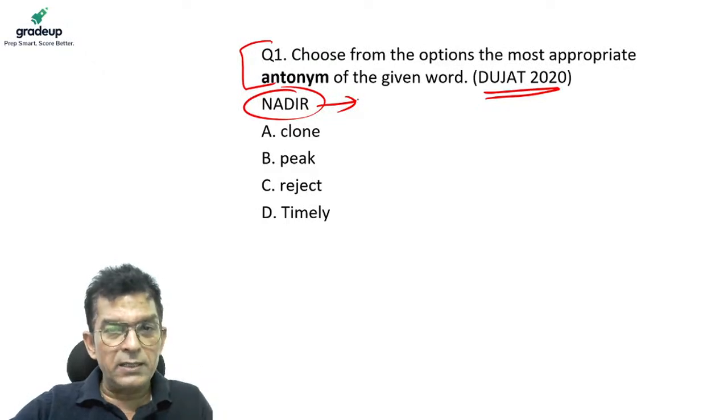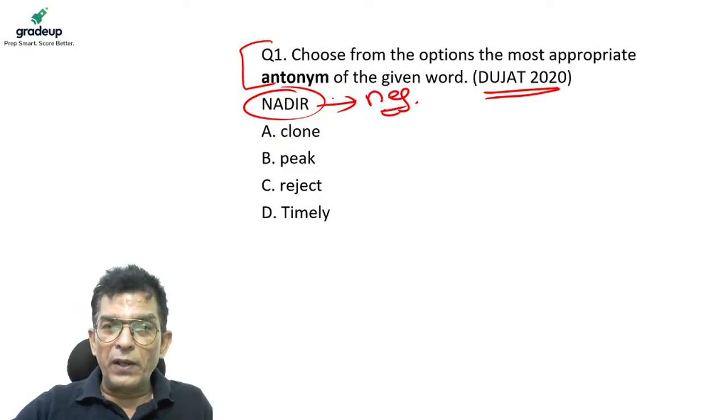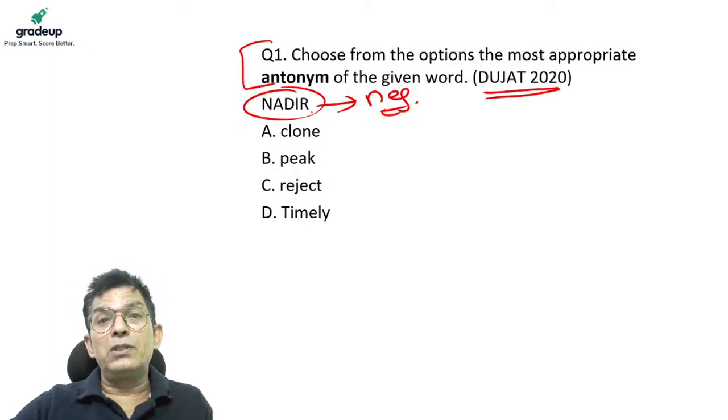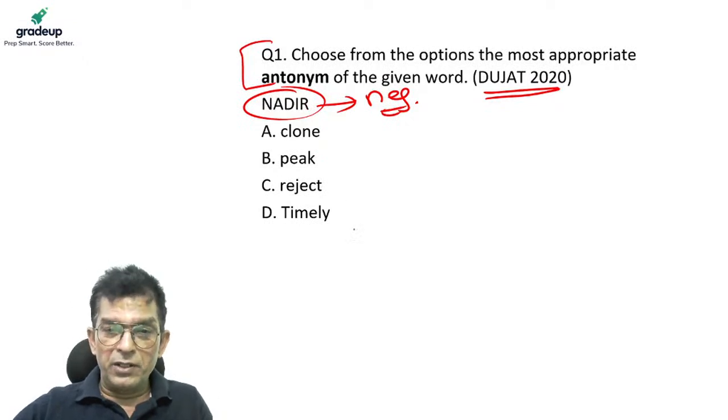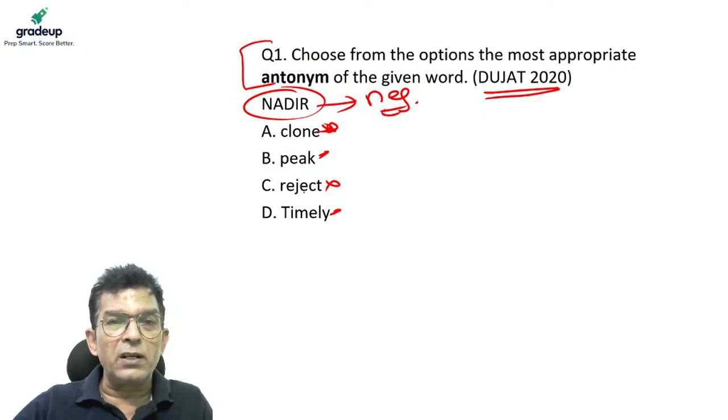Now this word is in the negative context. If this is a negative word, then we are looking for a word which might have a positive connotation. So I'm sure you would come to "timely". You might also come to "peak". "Reject" you would say is a negative word, and "clone" is another word you might say is a neutral word. So this you may leave, but these two words you will certainly come to.